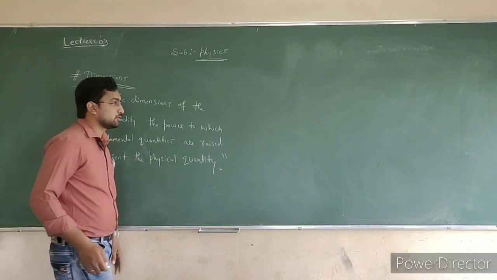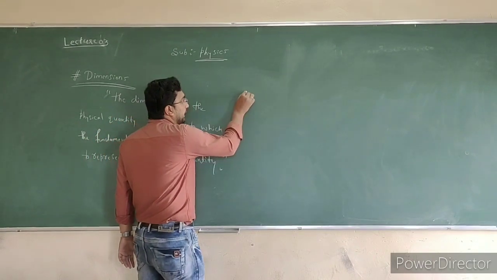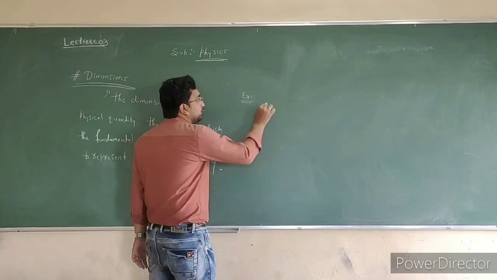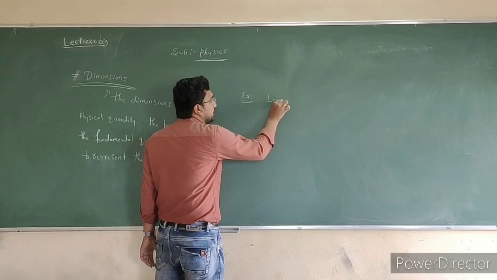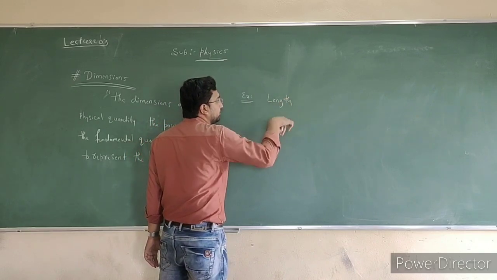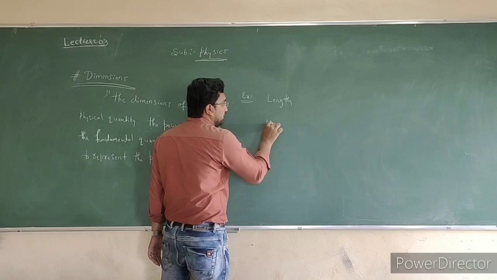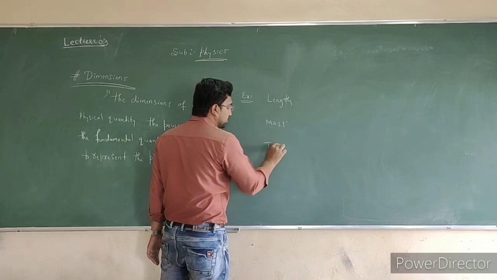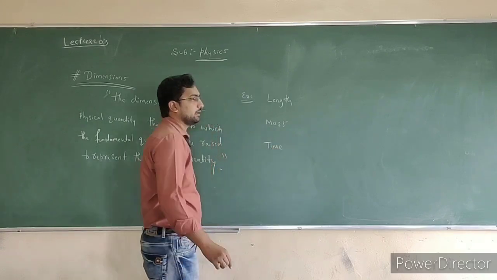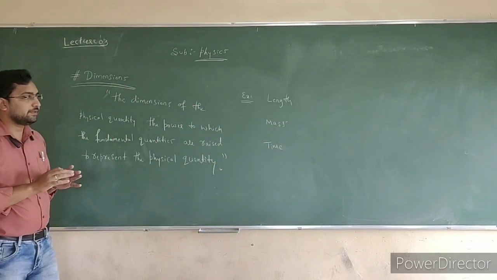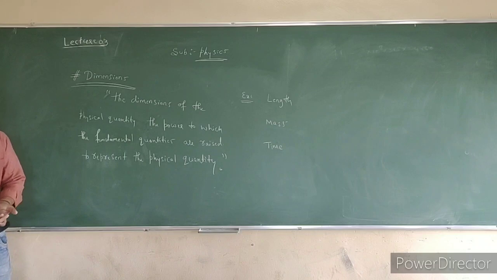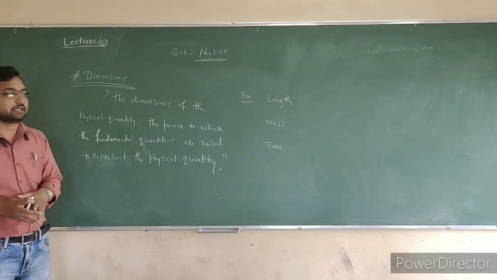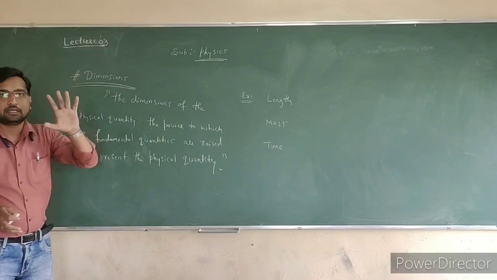See, for example, length is one physical quantity, mass is one physical quantity, and time is also a physical quantity. These physical quantities are expressed in terms of the powers of the fundamental physical quantities. That is known as the dimension.